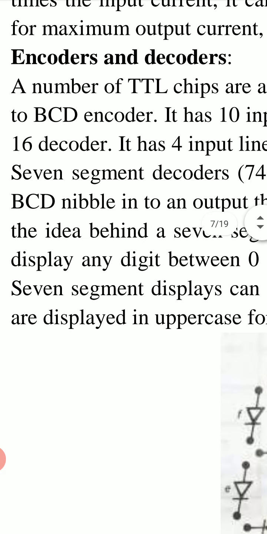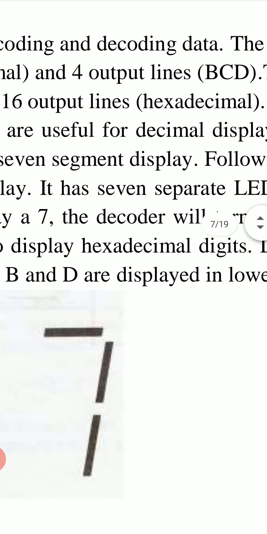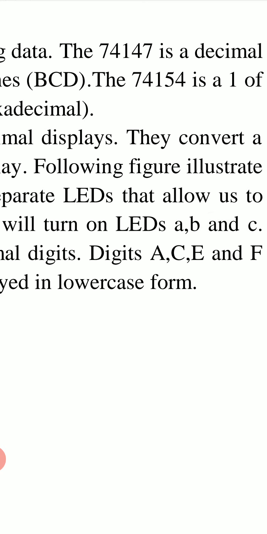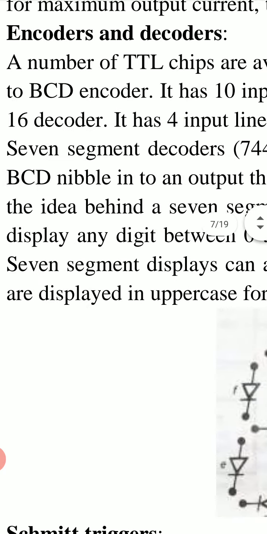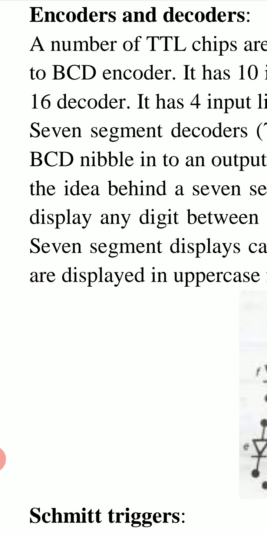Encoders and decoders. A number of TTL chips are available for encoding and decoding data. The 74147 is a decimal to BCD encoder. BCD means binary coded decimal.